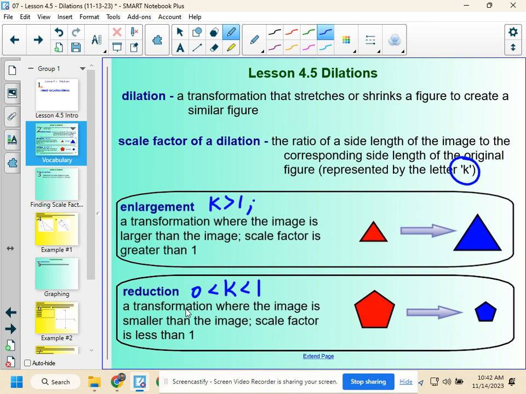a negative scale factor really is, now you're building in another transformation. That's going to incorporate a reflection, which we're trying to keep standing alone here with just doing dilation. So I don't want to get too technical on it, but your scale factor should be between 0 and 1.